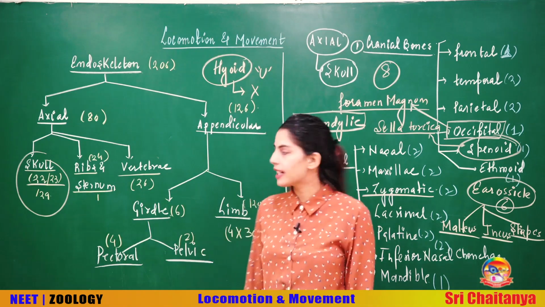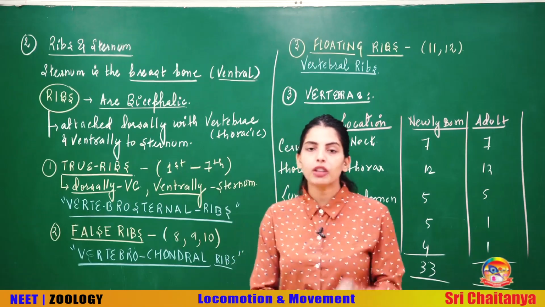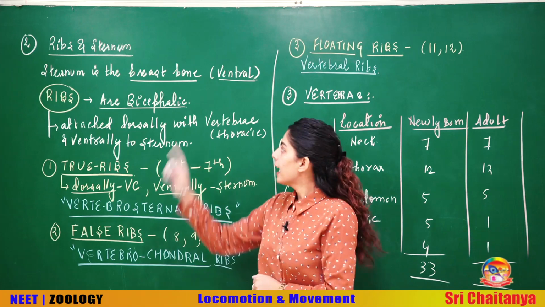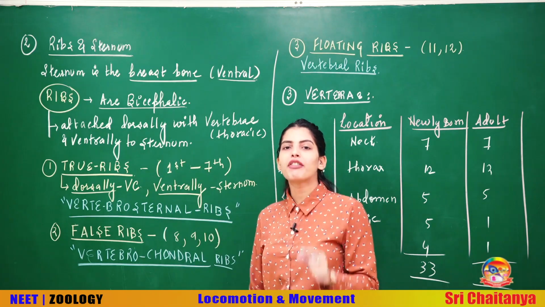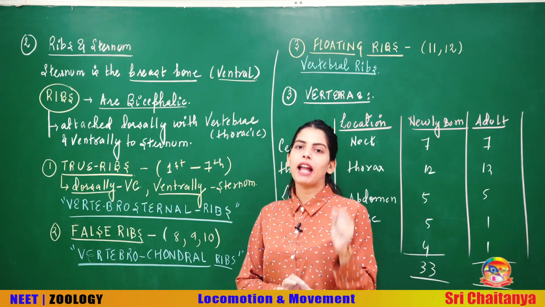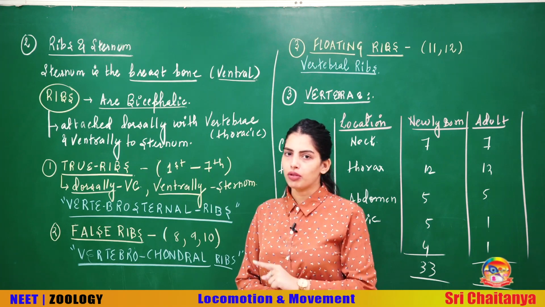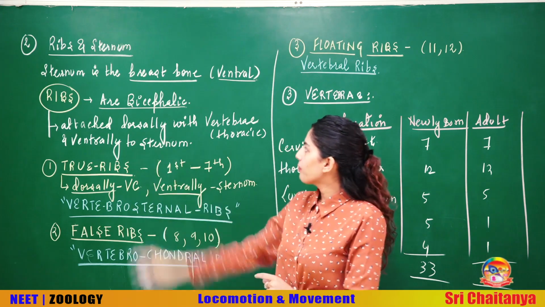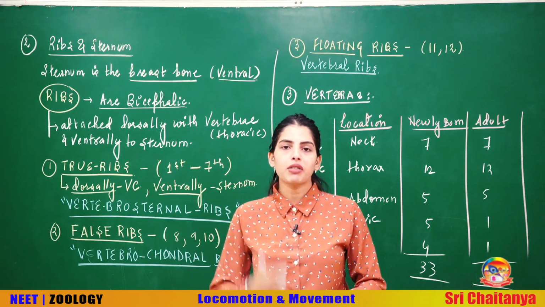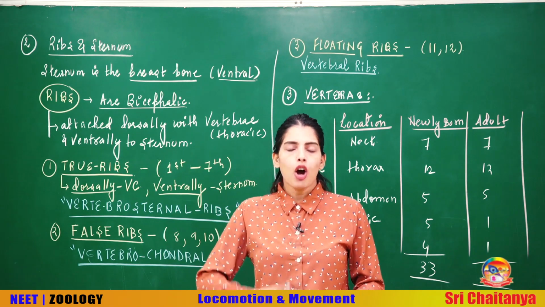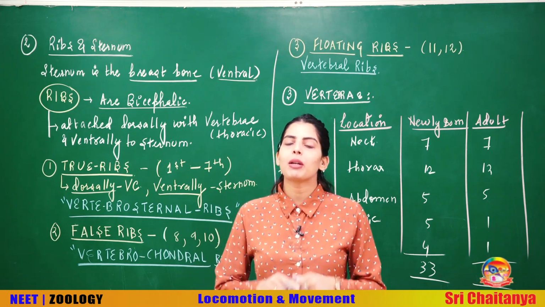Next we are going to discuss the structure of the ribs and the structure of the sternum. The next part of your axial skeleton is the ribs and sternum. Ribs and sternum both are flat bones. Ribs are 12 pairs and sternum is a single bone. The sternum is a flat bone also called the breastbone, and it is located on the ventral side of your body, to which your ribs will be attached.